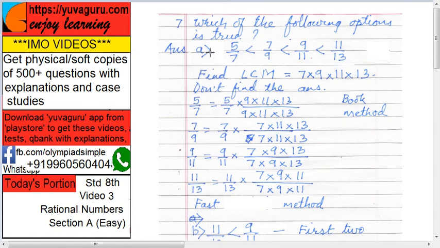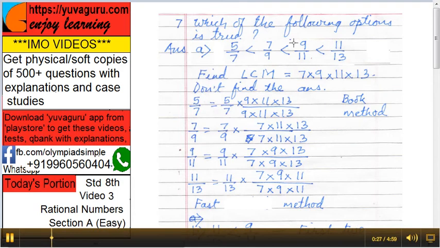Remember, this is only one option. There are 4 options like this. So we'll have to solve each option one by one. Now first I'll show you the book method, what the book does.